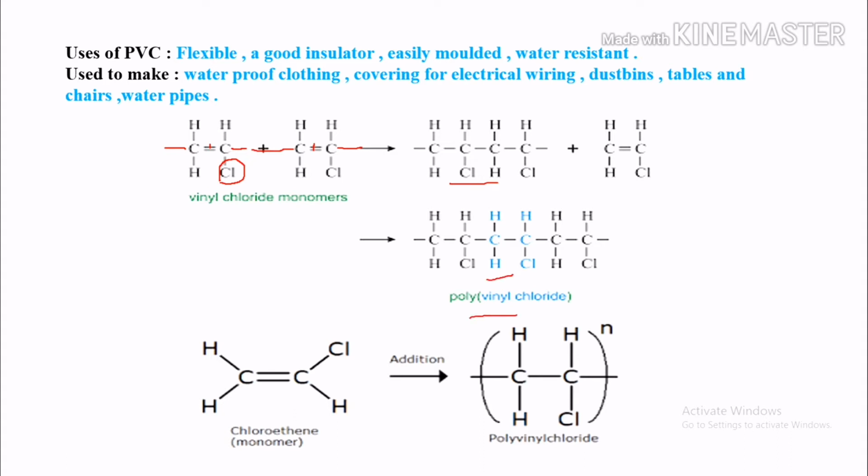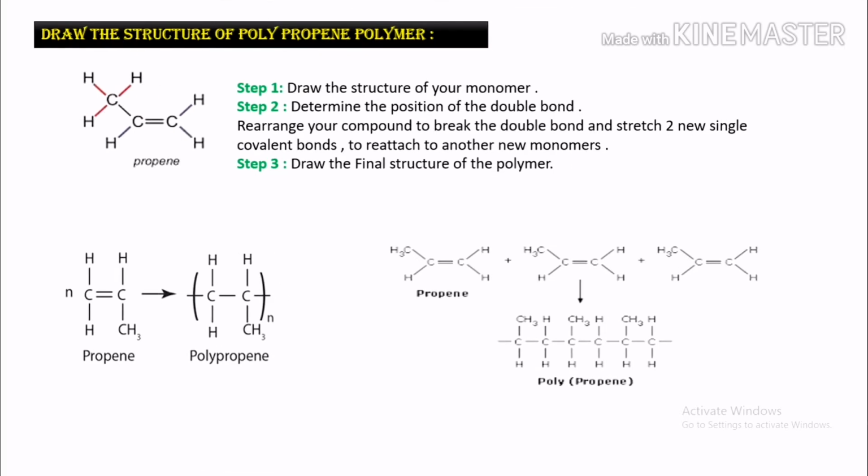So we have polyvinyl chloride, PVC. We have another way for drawing. We start with n number of monomers of chloroethene to form the polyvinyl chloride, PVC, raised to the power of n, the number of monomers used. Another type of addition polymers, we have polytetrafluoroethene.